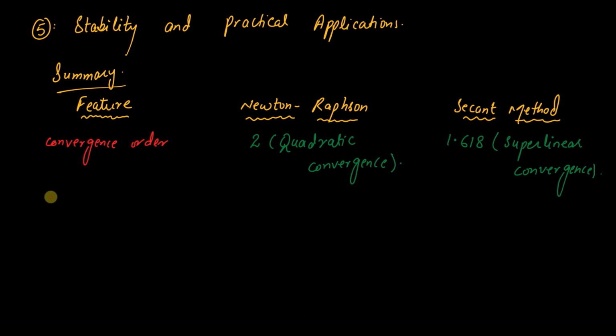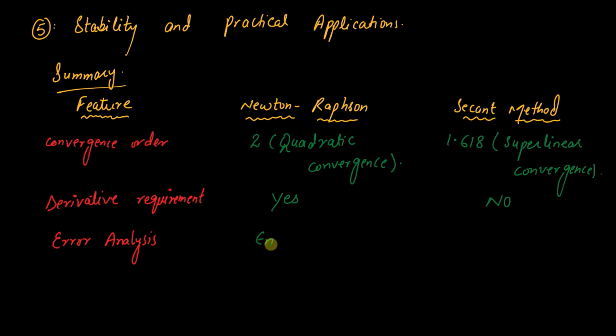Secondly, we have the derivative requirement. For the Newton-Raphson method, a derivative is definitely required, and for the secant method, we don't need any derivative calculations. Thirdly, we have the error analysis. For the Newton-Raphson method, the error is proportional to the square of the previous term, and for the secant method, the error is proportional to the previous two terms, one is epsilon n and the other is epsilon n minus 1.